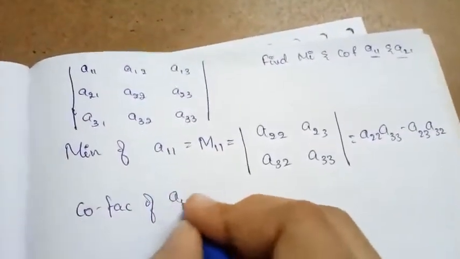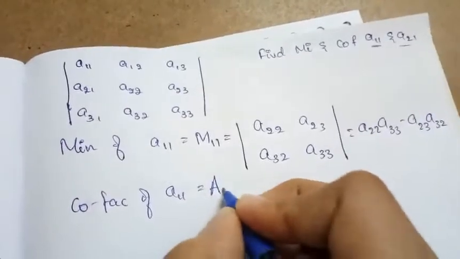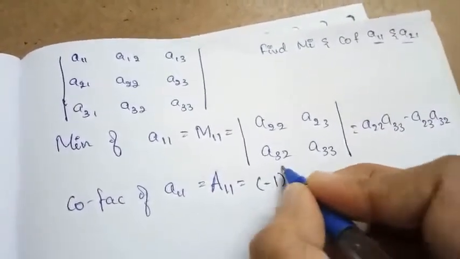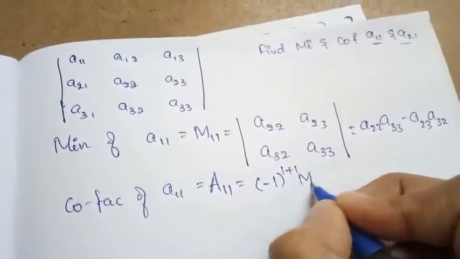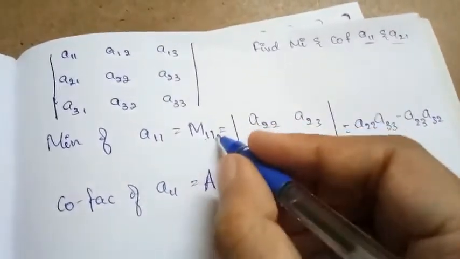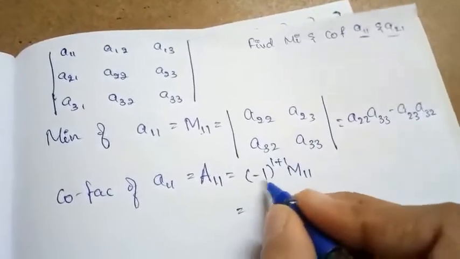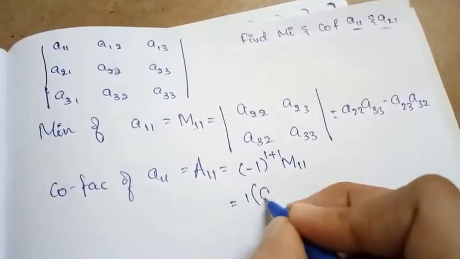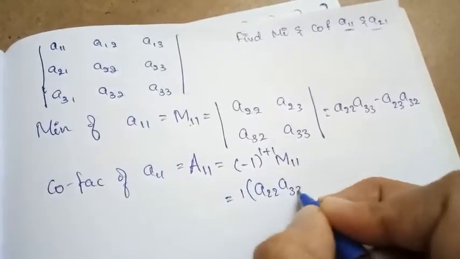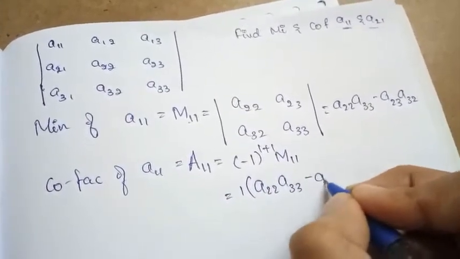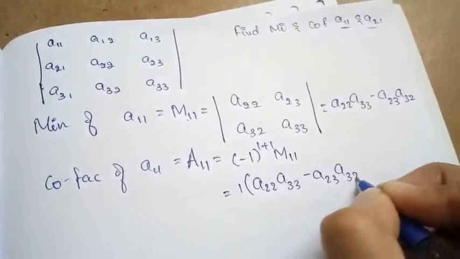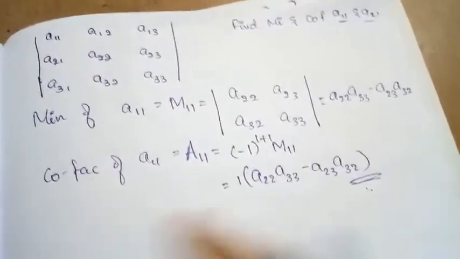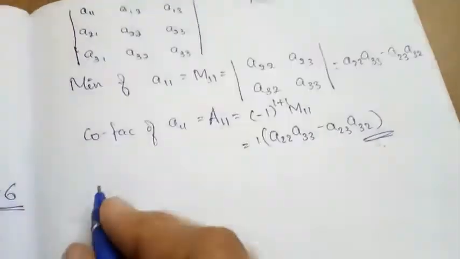Cofactor of A11, that is nothing but capital A11. According to the definition, that is nothing but minus 1 to the power 1 plus 1 into M11. We already found out the value of M11. Minus 1 to the power 2 means 1 itself. So 1 into (A22 A33 minus A23 A32) multiplied by 1. So there is no change. So this itself is the cofactor of A11.